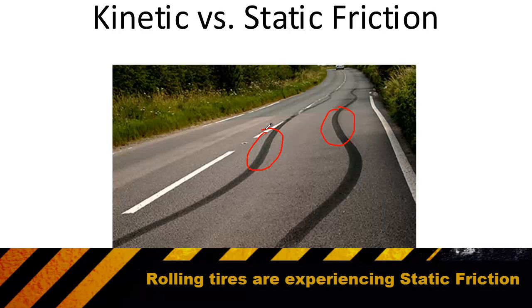Rolling is actually considered static friction. That's because as the tire rolls along the surface, there isn't a point-to-point scraping or rubbing, like you get when the car slams on its brakes and the tires drag along the surface.